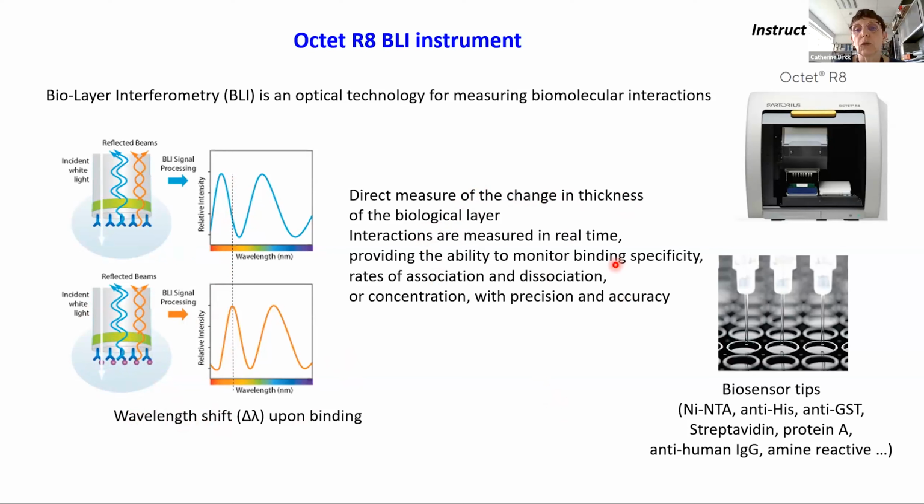So you will get binding specificity, the rate of association and dissociation, or you can measure concentration with precision and accuracy. At Instruct France 1, we are equipped with a new generation of BLI instrument, the Octet R8, and we have different types of biosensor to perform the experiment. For example, we have the NTA biosensor to bind the His-tag protein.